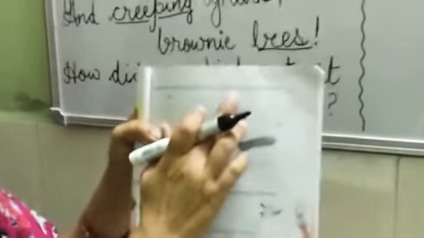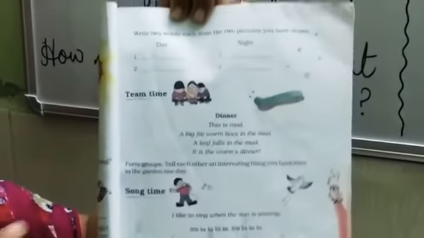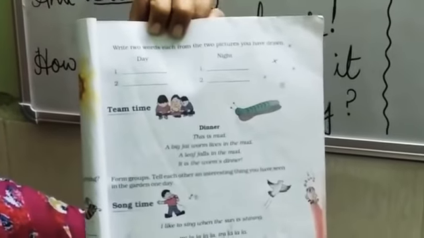Now come to the next page. Here you can see, write two words each from the two pictures you have drawn. तो इसमें जो अभी आपने टू पिक्चर्स ड्रॉ की हैं, आपको उसमें से कोई भी दो चीजों के टू वर्ड्स के नाम लिखने हैं. Like in the day you can write whatever you have drawn, like sun, trees, flowers, birds, bees, butterflies, anything. कोई भी दो चीजों के आपको नाम लिखने हैं. And here night time, whatever you see, like the moon, the stars or bats, any two things, you have to write the names of any two words. So this is all about your chapter.